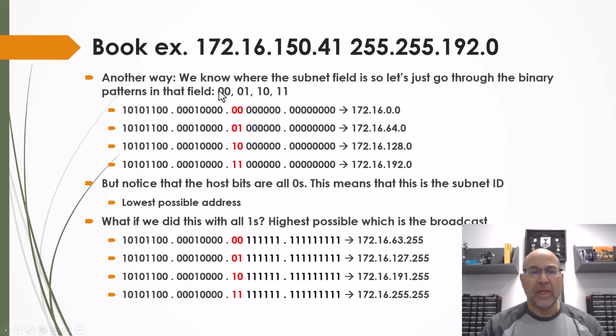172.16.0.0. So that's this one right here. And look at the subnet field. It's 00. We're going to copy this down here, but all we're going to do is change the subnet field to 01, 10, and 11. And what this does is it gives us the subnet IDs. Why? Because we're also going to put all zeros in the host portion. This gives us the lowest address in each possible subnet.